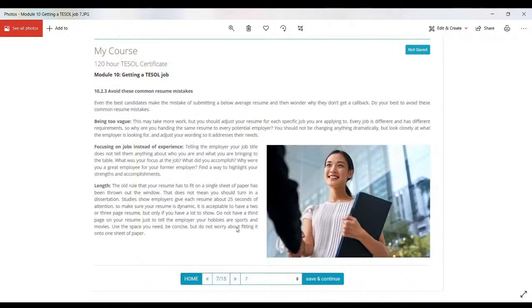So make sure your resume is dynamic. It is acceptable to have a 2 or 3 page resume, but only if you have a lot to show. Do not have a third page on your resume just to tell the employer your hobbies are sports and movies. Use the space you need, be concise, but do not worry about filling it onto one sheet of paper. Save and continue.